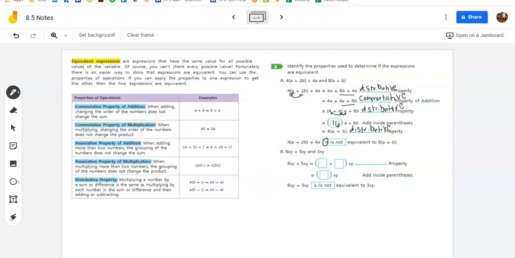Let's check out this one. So I'm taking my x and my y out. That's how I have them here. Leftovers, I have 8 and 5. That is the distributive property. 8 plus 5 is 13. So I have 13xy, and the other one was 3xy. That is not equivalent.